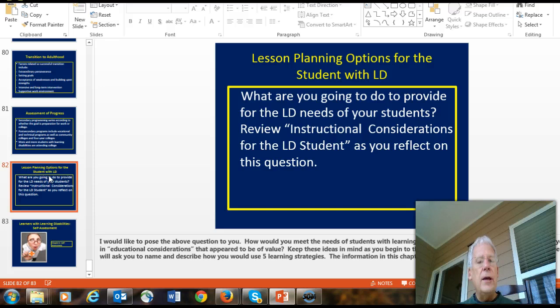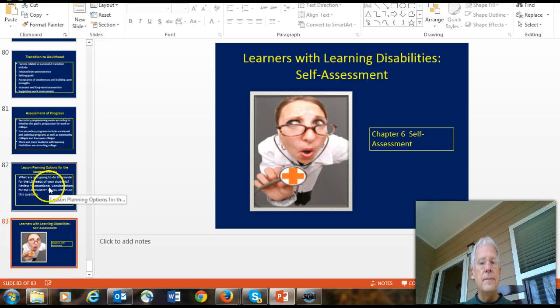So a question that we have before we end here is, what are you going to do to provide for the learning disability needs of your students? I would frame that by, okay, what can you do instructionally to help those students? Hopefully you'll have some tools from this chapter. What can you do assessment-wise to help those students? And probably even beyond those two important considerations is some basic understanding of the causes of the disability, all right? And then, again, don't forget your self-assessment. And we are finished with Chapter 6.